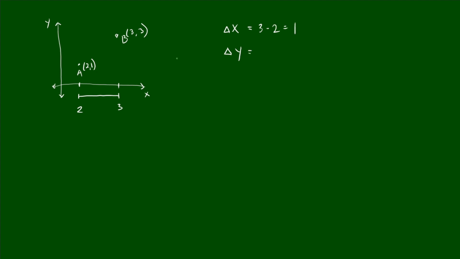The change in y will be the same thing. That's going to be the distance between this point and this point. If you know this is 1 and this is 3, that is the difference. 3 minus 1, that is 2. So the change in x is 1. The change in y is 2. In a general sense, the equation for the change of x would be x2 minus x1, and the change in y would be y2 minus y1.